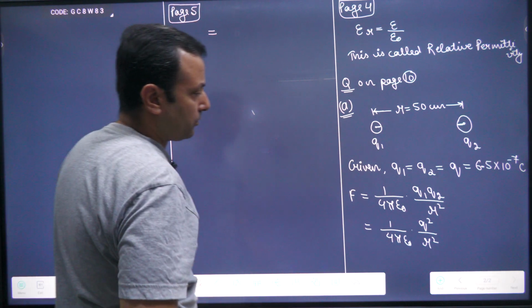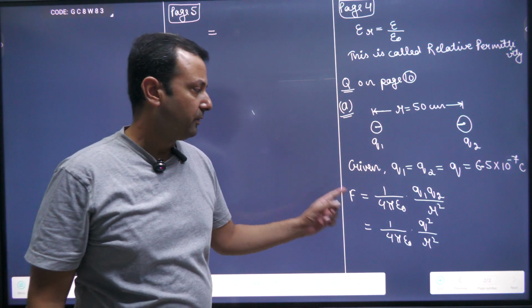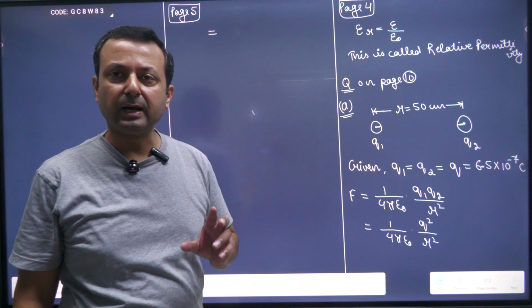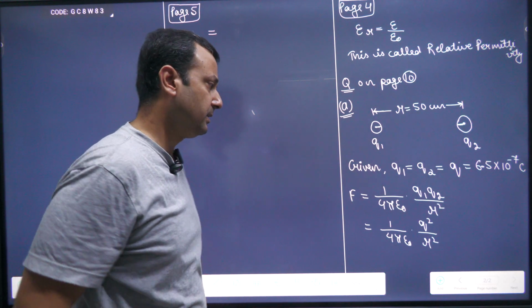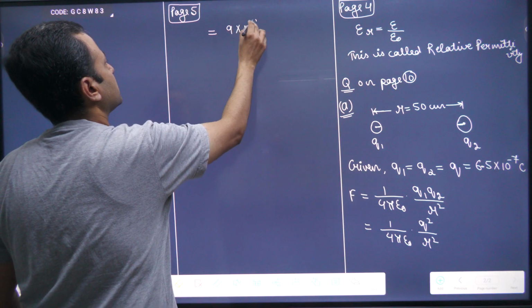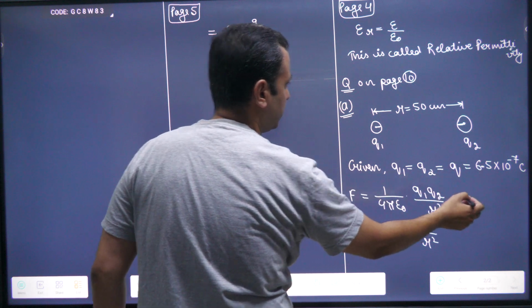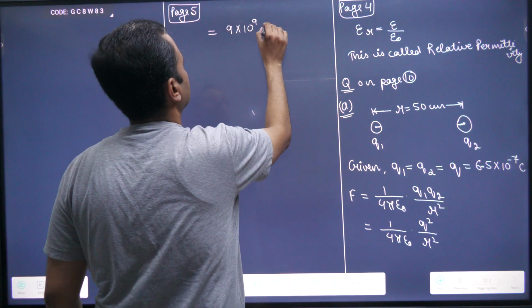Is equal to, what is the value of 1 upon 4 pi epsilon naught? We have mentioned in the notes also. The value of 1 upon 4 pi epsilon naught is 9 into 10 to the power 9. This is the value of 1 upon 4 pi epsilon naught. What is Q? 6.5 into 10 to the power minus 7.